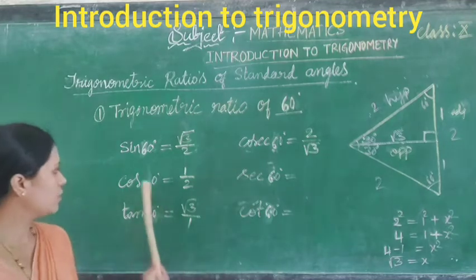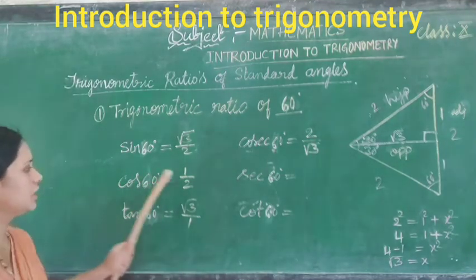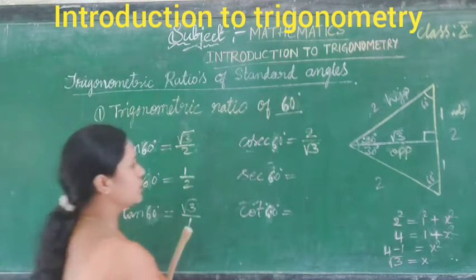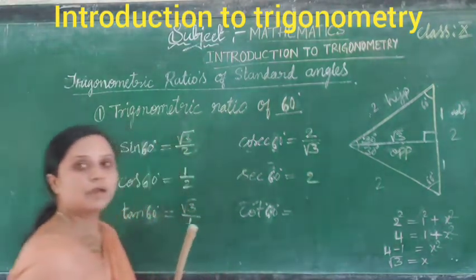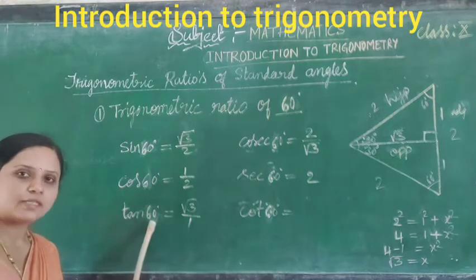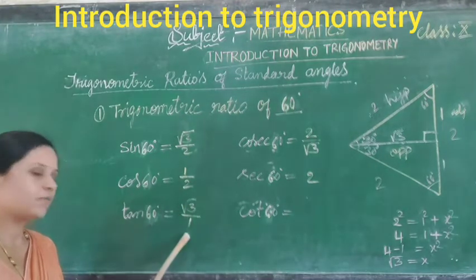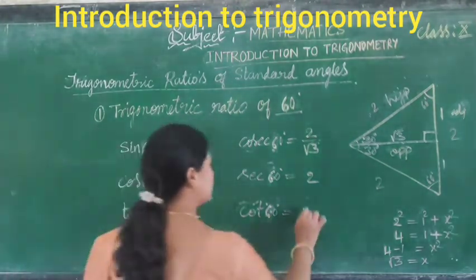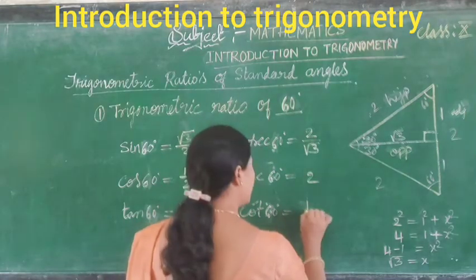Sec 60 degree is the reciprocal of cos 60 degree. So reciprocal of 1 by 2 is what? 2. And cot 60 degree is the reciprocal of tan 60. That is root 3 by 1, it can be written as only 1 by root 3.